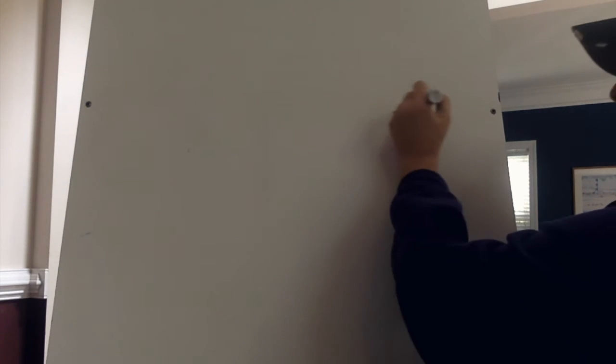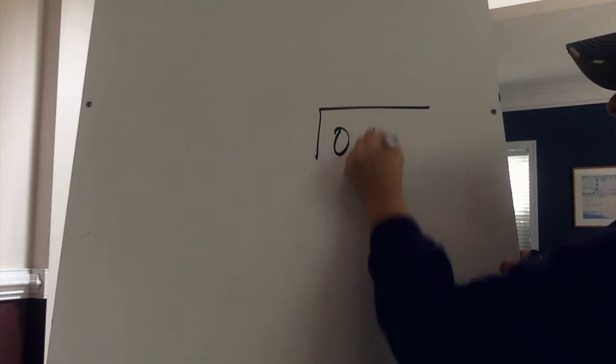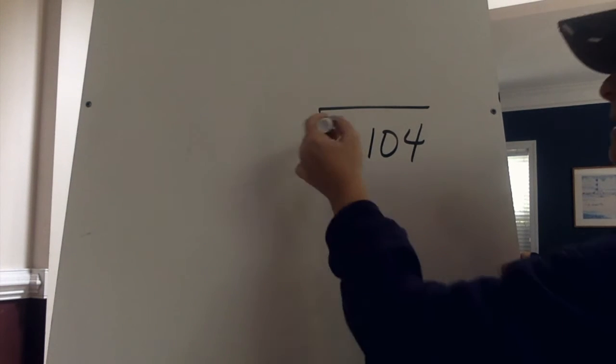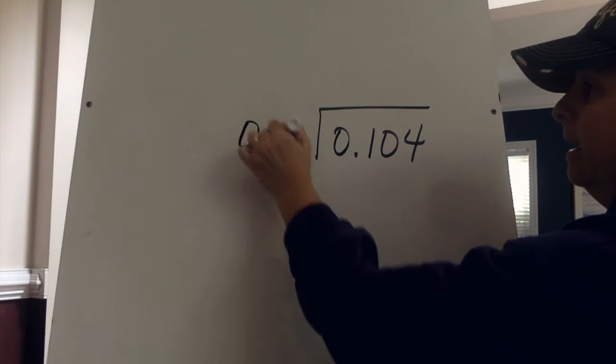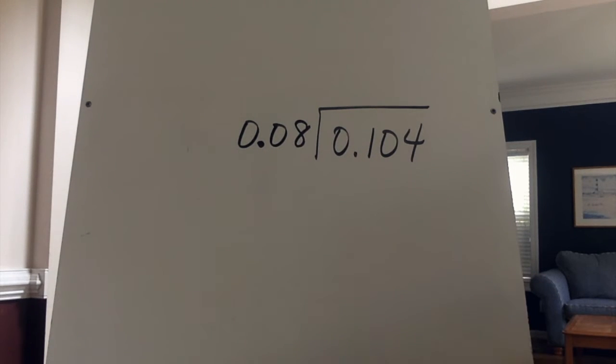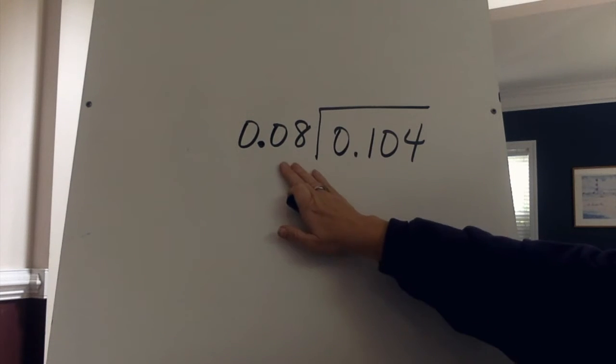All right, let's try this one. Let's say I have 104 thousandths divided by 8 hundredths. Okay, so I have 104 thousandths divided by 8 hundredths.